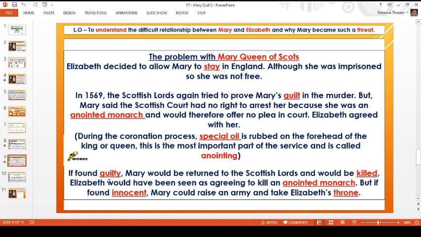If found guilty in court, Mary would be returned to the Scottish Lords and she would be executed. This would look bad for Elizabeth because Elizabeth would be seen as agreeing to kill an anointed monarch. But if found innocent and set free, Mary could raise an army to take Elizabeth's throne, which is something that she said she wanted to do. She said she was the true Queen of England, more so than Elizabeth, and she was involved in lots of plots to try to kill Elizabeth.